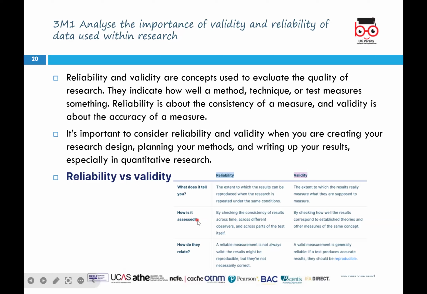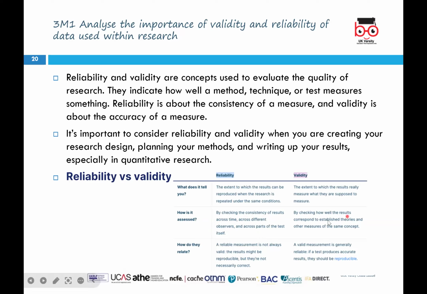So how is reliability assessed? By checking the consistency of results across time. So you'll check a larger number of patients and across different observations. There might be different people using the test. You might be using a different setup, but you'll have the same results. So positive will always be positive.